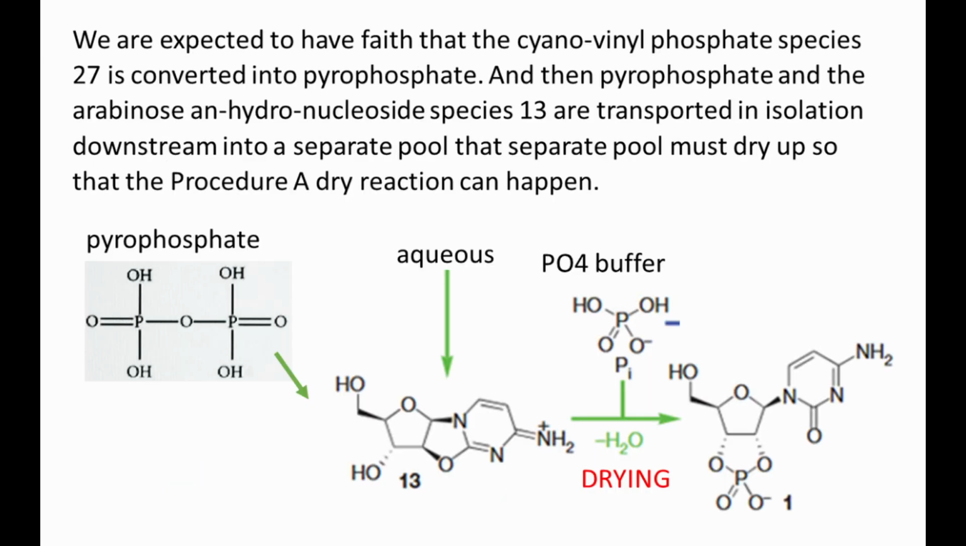So, we are expected to have faith and believe that for procedure A to come about in nature, the cyanovinyl phosphate species 27 of figure 4a is converted into pyrophosphate, and then pyrophosphate and the arabinose anhydronucleoside species 13 leave the other coproducts behind and are transported in isolation downstream into a separate pool. That separate pool must then dehydrate and dry up so that the procedure A dry reaction can happen.